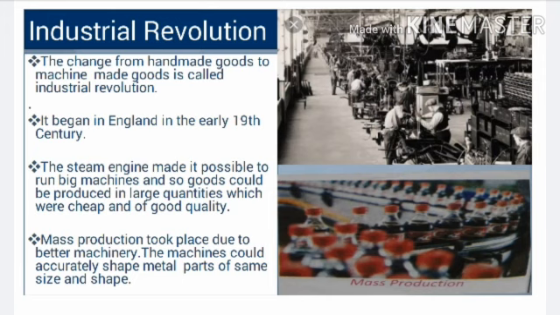Now you can see some factories where they are using big machines. They are producing a large number of goods with cheap and good quality. During this Industrial Revolution, mass production took place due to better machinery. The machines could accurately shape metal parts of the same size and shape.